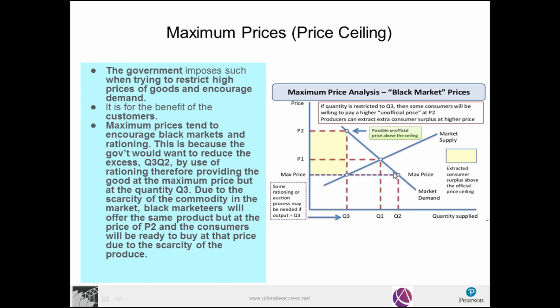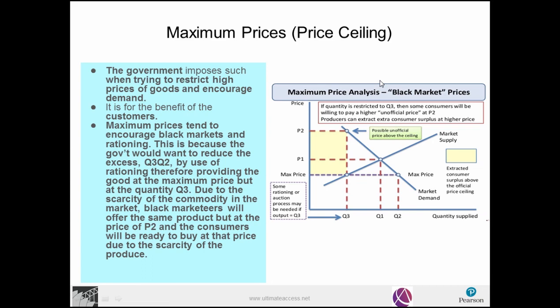So what happens here is that you realize that the demand will be quite high at Q2, but the supply will be low at Q3. Now, you realize that there's a shortage of the products. So customers will be trying to look for this product, but they can't. So what happens here? You tend to form a black market, because now customers are there, they're willing and able to buy, but they have nowhere to buy. So they now find a black market. But in the black market, because the good is in scarcity, it's rare in supply, they will sell at a higher price, which is at P2.